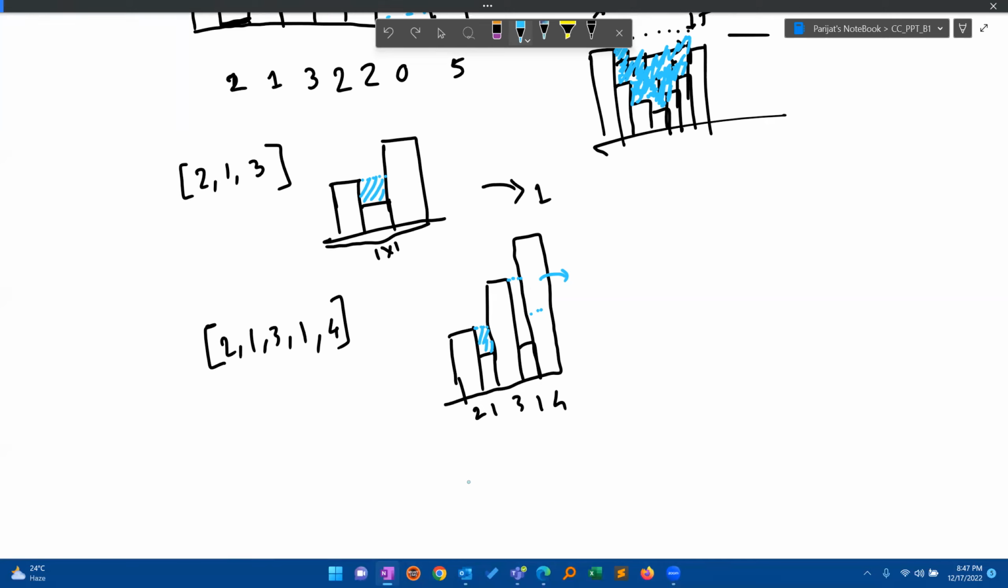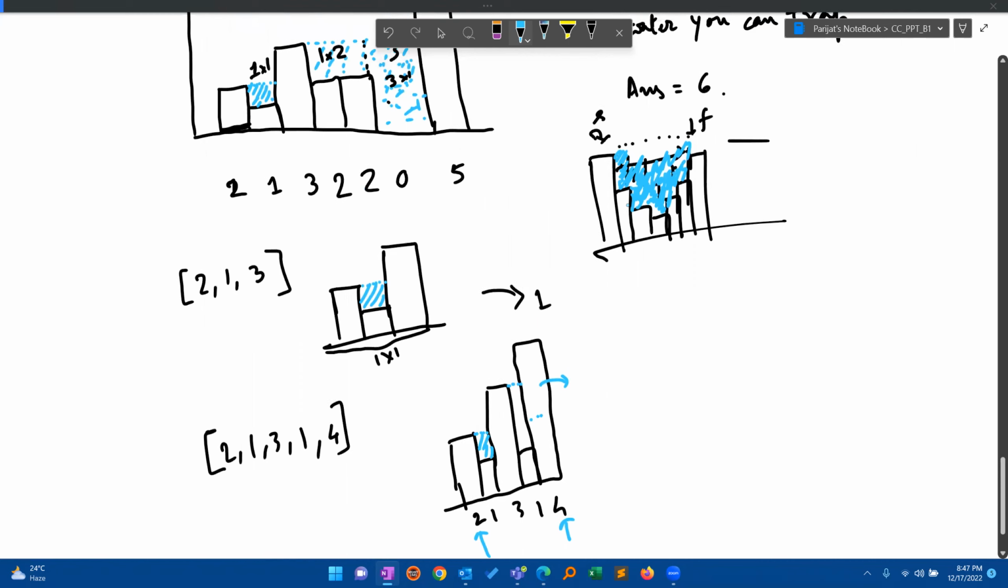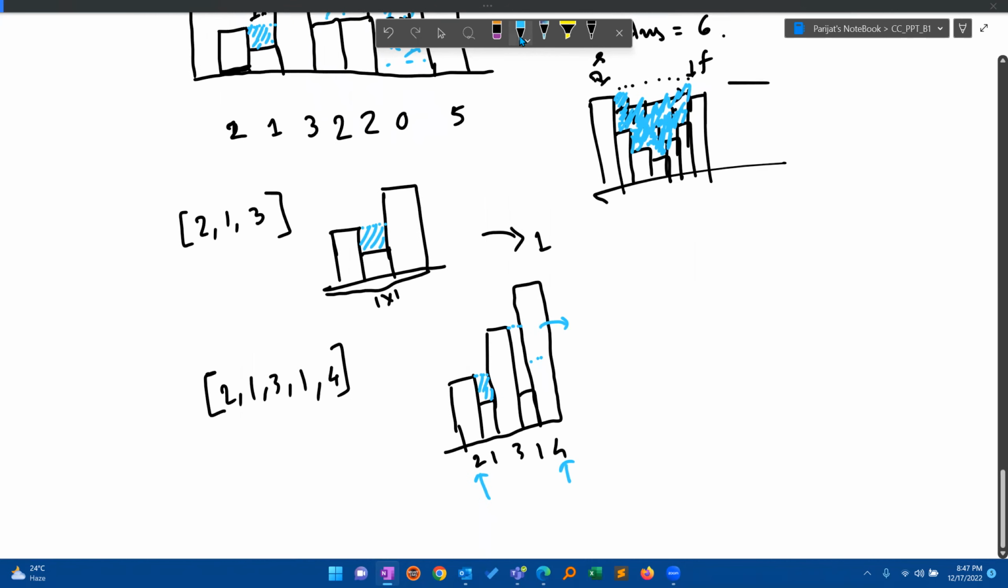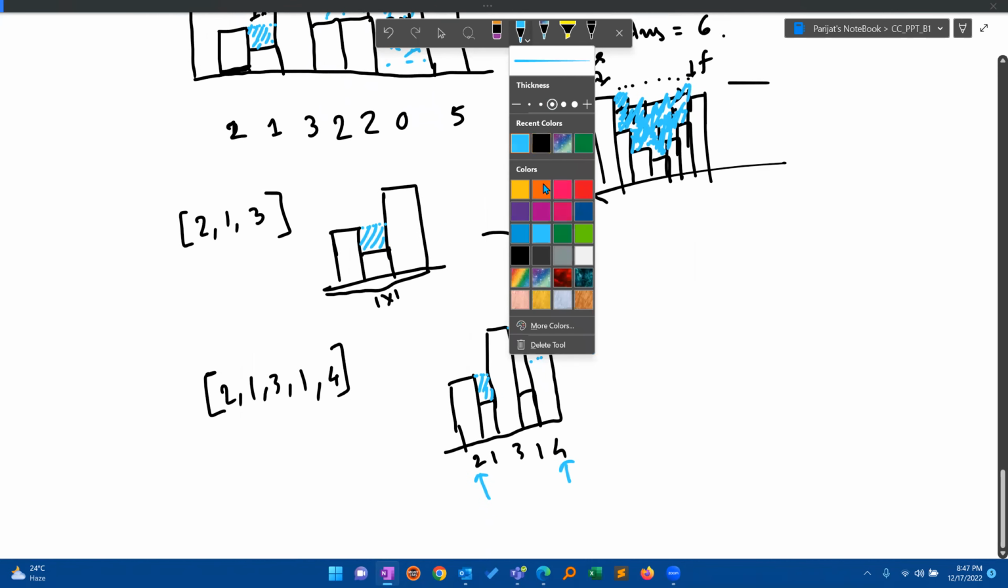So we have to start the algorithm from 2 sides. So we have to start from here and we have to start from here, and we have to check whatever is the smaller value. Okay, so let's write the algorithm first. Let's try to write the logic first, not the algorithm. So let's try to write the logic here itself in red.